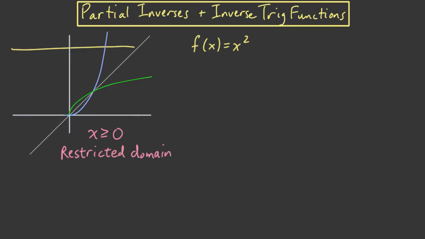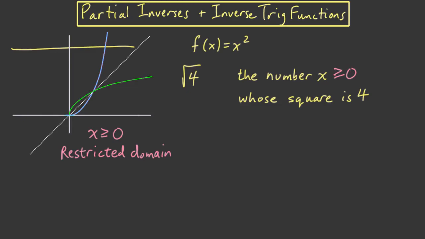So that's why when we write the square root of 4, we don't just mean the number x whose square is 4. That's not quite right, since there's more than one such number. Rather, we need to remember our restriction. The square root of 4 is the number x which is greater than or equal to 0, whose square is 4. That's the difference between a full, complete inverse and a partial one. A partial inverse has this additional condition, and that's what ensures that we get a unique answer.